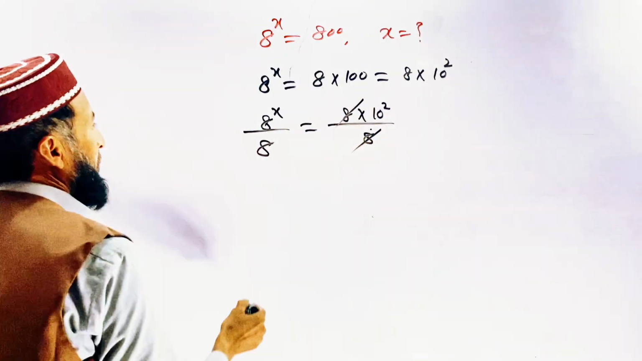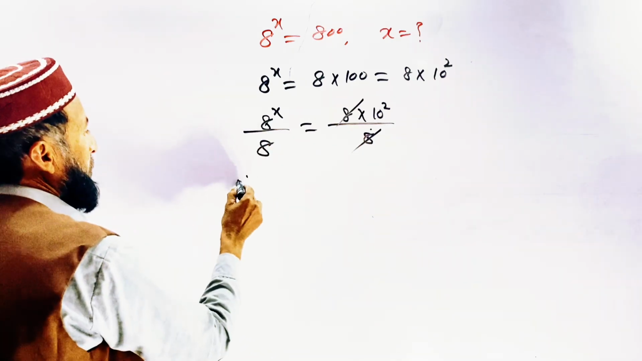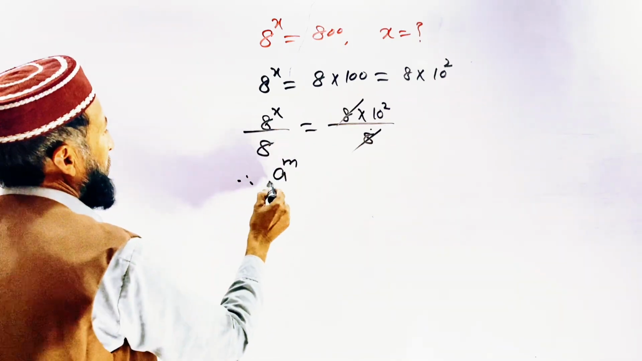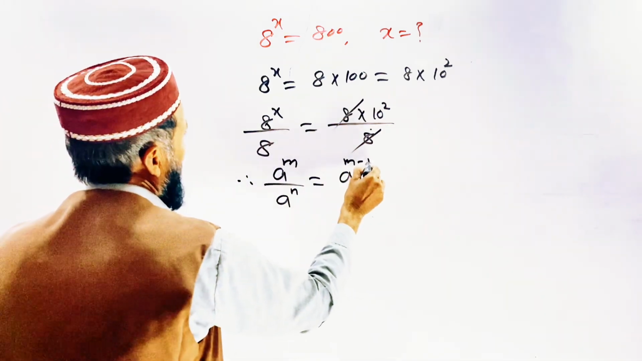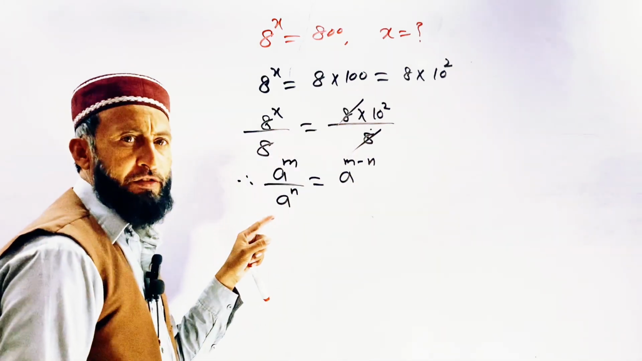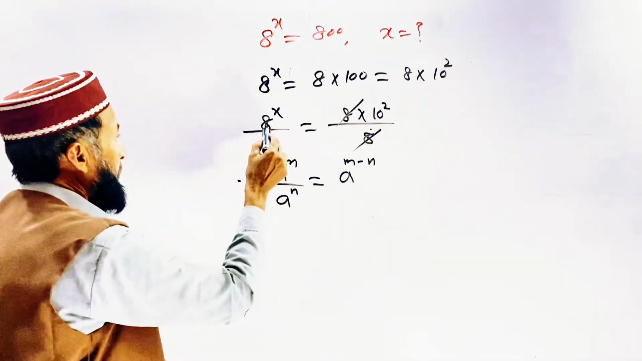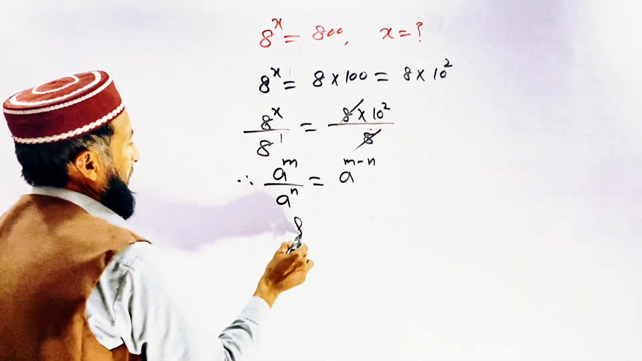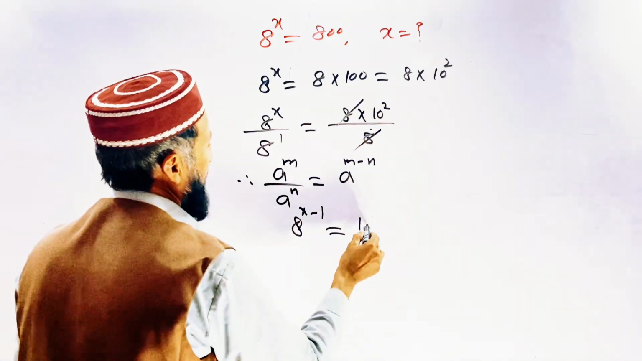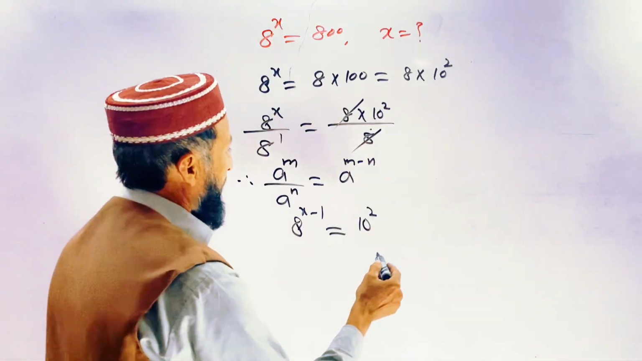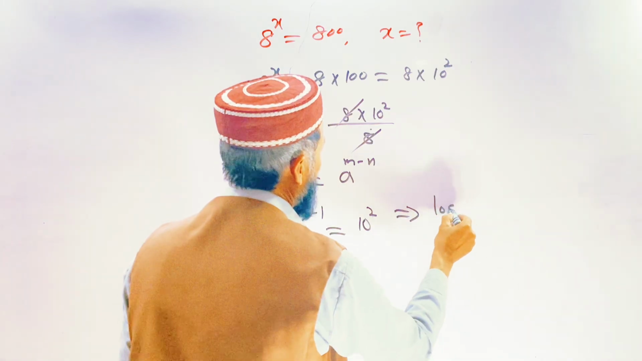Both 8s are cancelled. According to the division rule, we subtract their powers if the bases are the same. When bases are the same, we subtract their powers, and here the base is 8 and the power is 1. So 8 exponent of x minus 1 is equal to 10 squared, which is remaining. Now apply log on both sides.